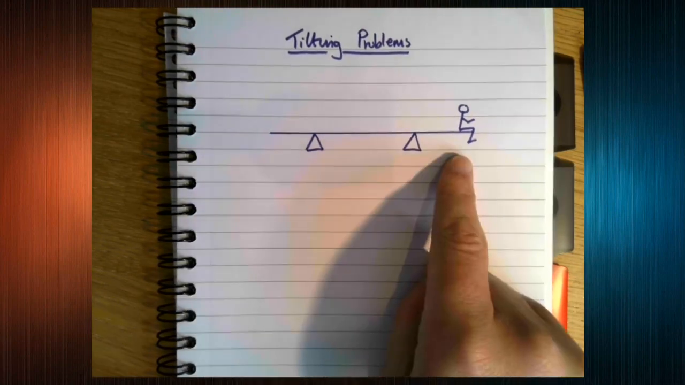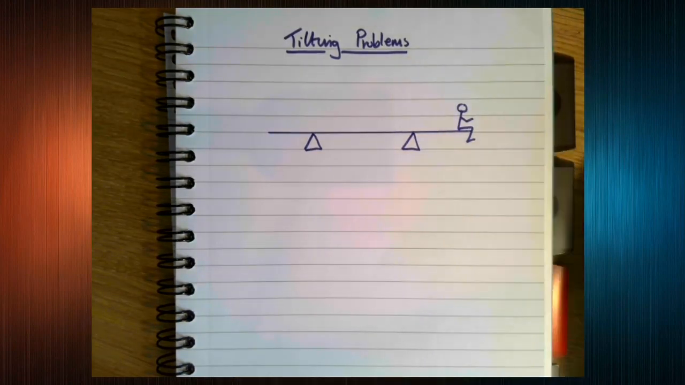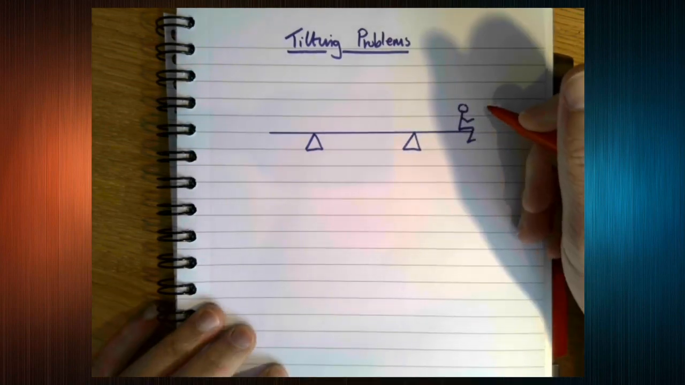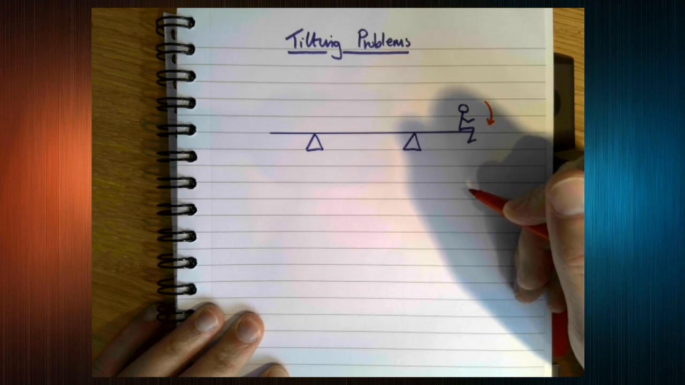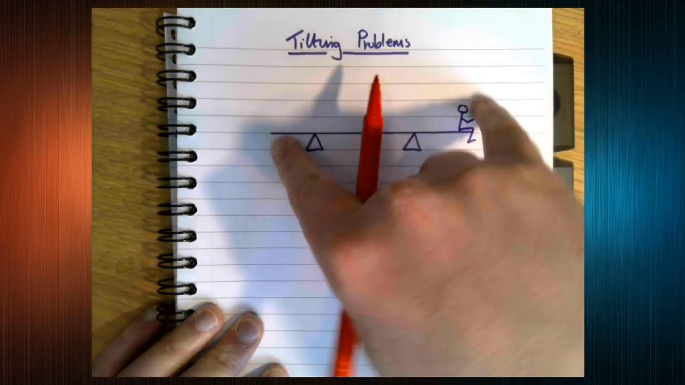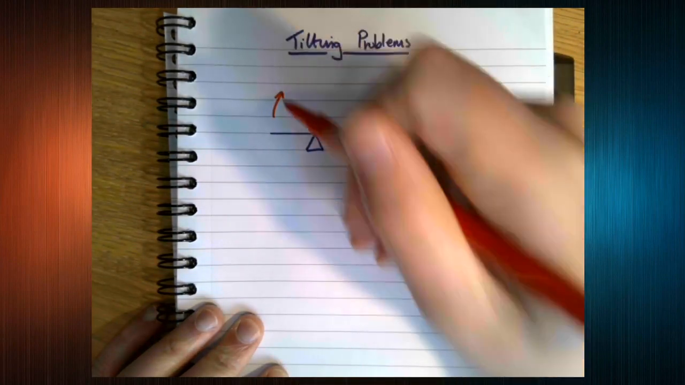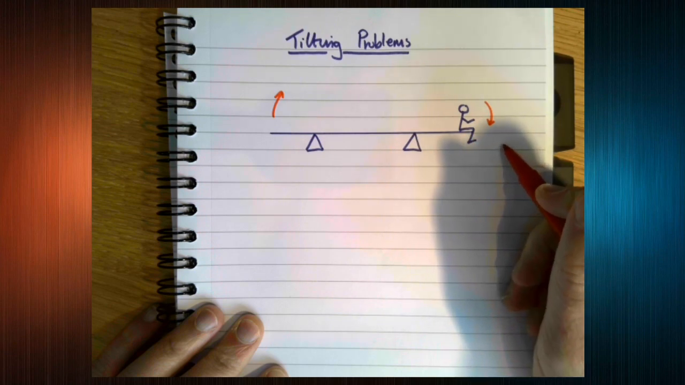We have a bench, and we've got someone sitting on the end of the bench. Now, maybe this bench is not very heavy, or this individual is. He sits down, or they sit down, and they're going to fall down that way, because the bench is going to turn. So this end of the bench is going to go this way, this end of the bench is going to go this way, and he's going to end up sprawled on the floor.